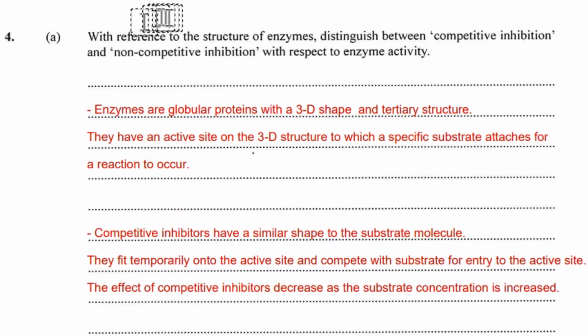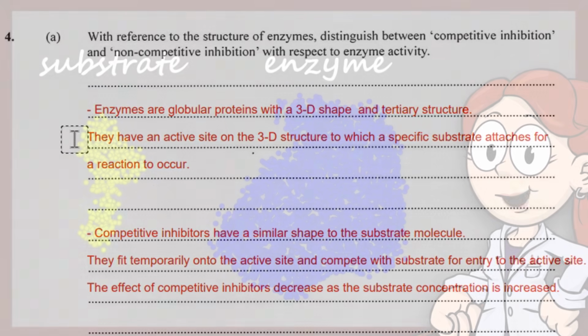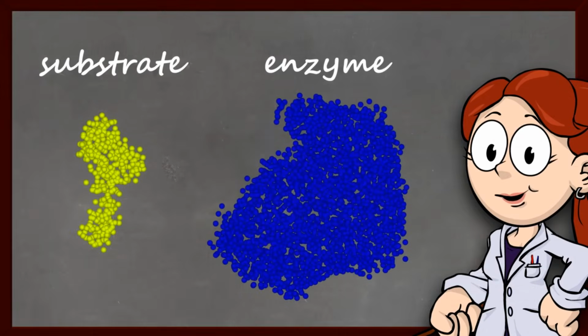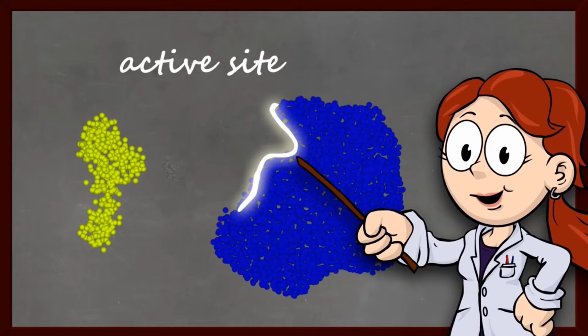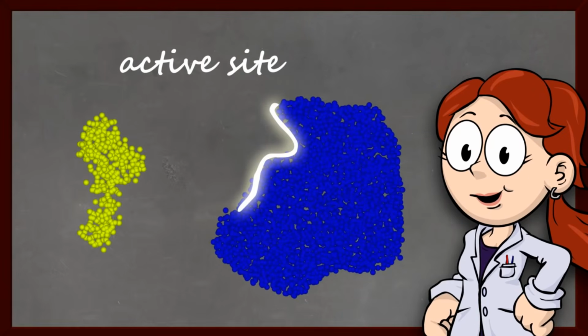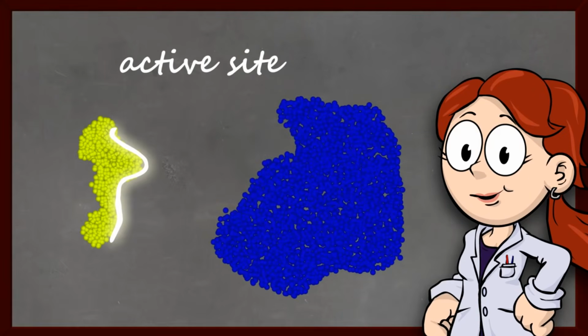4a. With reference to the structure of enzymes, distinguish between competitive inhibition and non-competitive inhibition with respect to enzyme activity. Well, first, let's understand what an enzyme is. Enzymes are globular proteins with a three-dimensional shape and tertiary protein structure. Their mode of action is usually to attach a substrate, which is a complementary molecule that fits into its active site. The active site, think of it as a cleft or depression on the structure of the molecule.